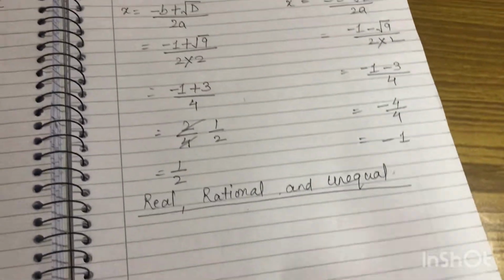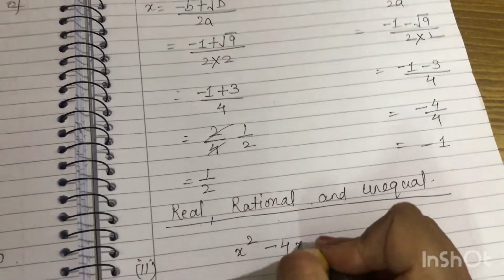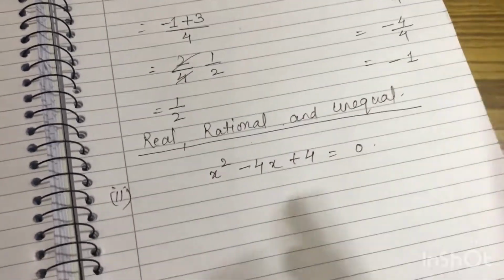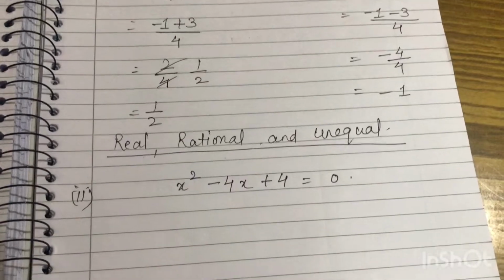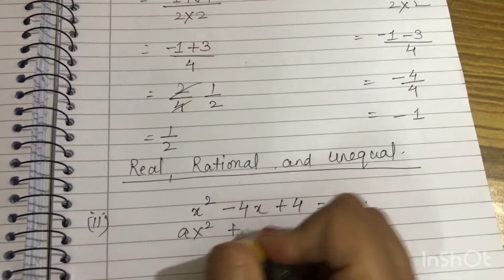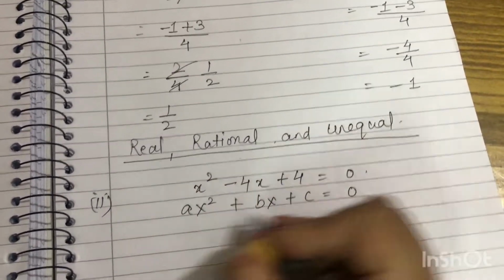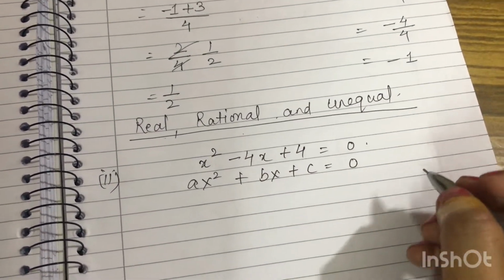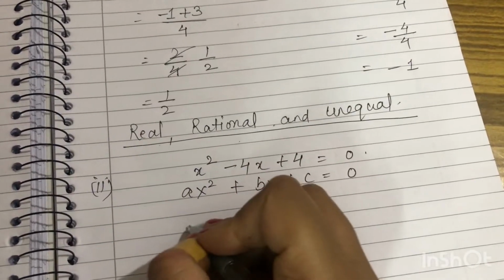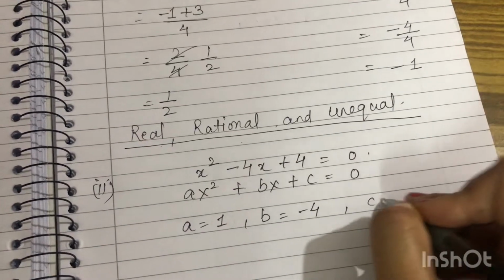So now I am taking the second example: x² minus 4x plus 4 is equal to 0. So to find the nature of roots, what will I do here? I will find out D. On comparing with ax² plus bx plus c is equal to 0, I find that a is equal to 1, b is equal to -4 and c is equal to 4.